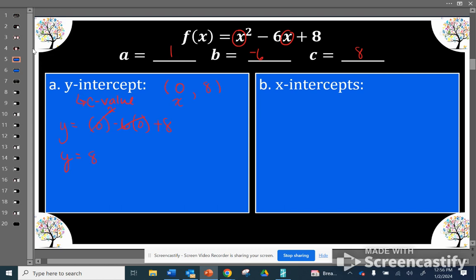Now, we're always going to write it as an ordered pair though, 0, 8. So this is our y-intercept. So 1, 2, 3, 4, 5, 6, 7, 8. So if I were asking you to give a sketch, you could start with that point here. Next, we're going to find the x-intercepts, and the x-intercepts is when y is 0. So I'm going to put in 0 for the y.